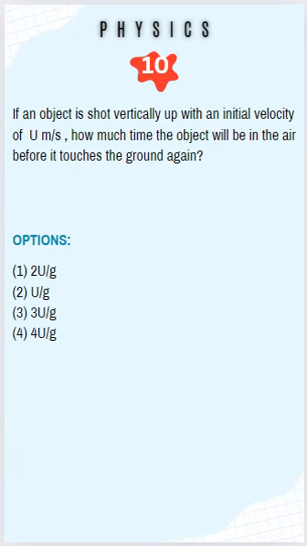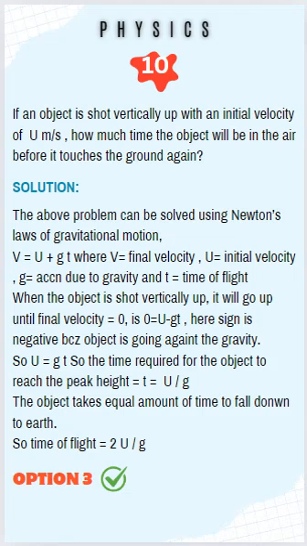The last question is about the time of flight of the object when dropped from a height. The correct answer is option 1. This question can be solved by using the formula v equal to u plus or minus g into t. When the object is going against gravity, the sign is negative, and if the object is moving along the direction of gravity, the sign is positive.